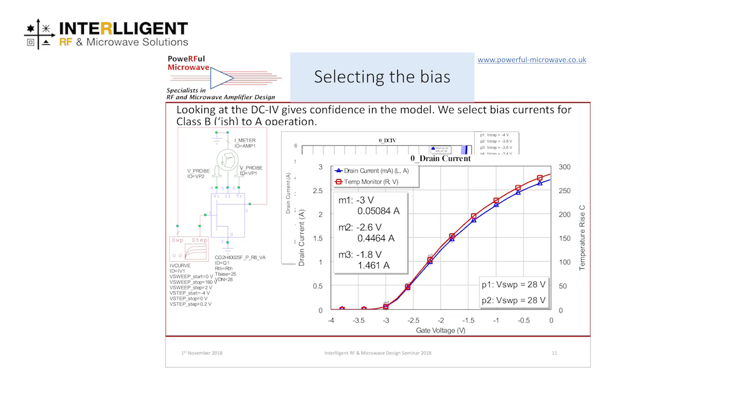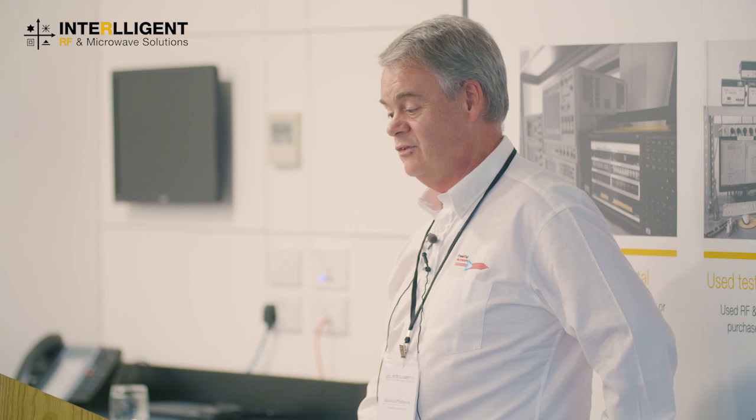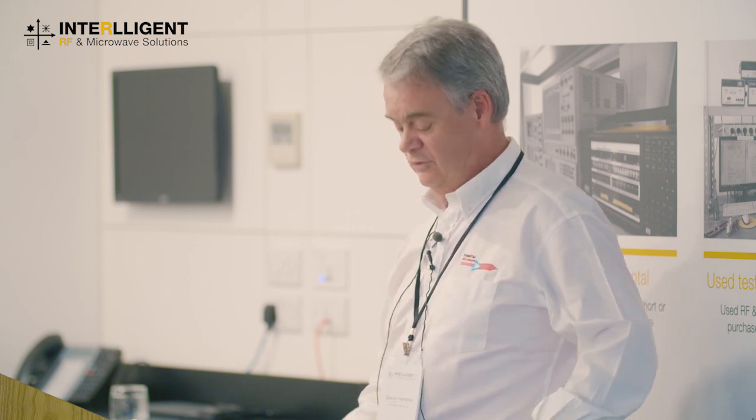Notice the red trace is the temperature monitor. On the Wolfspeed models, they actually give you access to a node which is proportional to the channel temperature. We don't expect it to be getting up to 300 degrees C, because we're not going to bias it at 0 volts. But you have got this ability to monitor what the temperature is in the device.